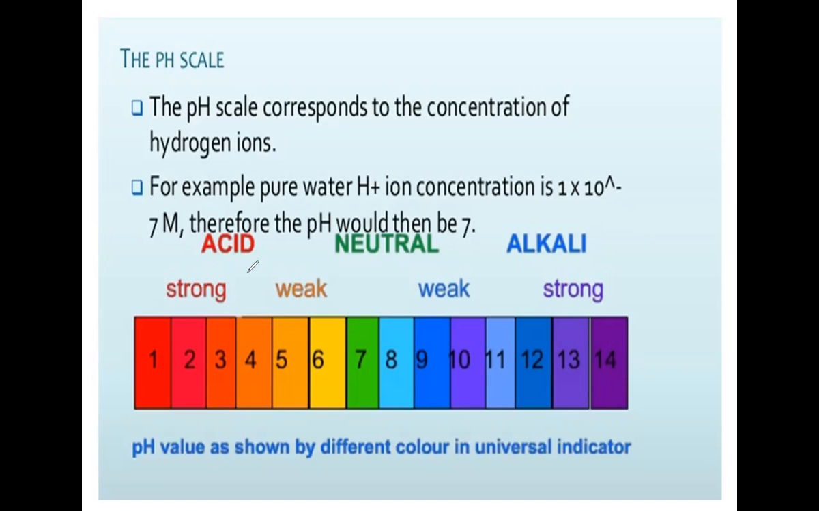For acidic and alkaline solutions, there is a universal indicator. Different color coding is there. Generally we can code like this. If you are using pH strips in the lab, we will code like this.